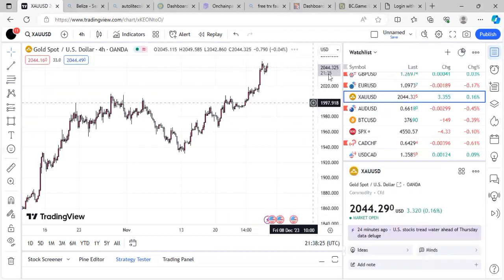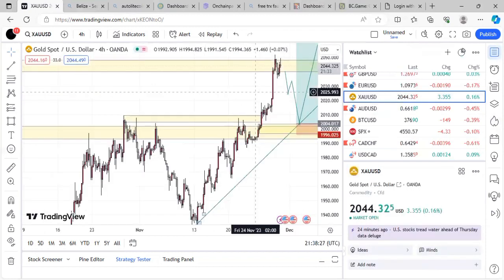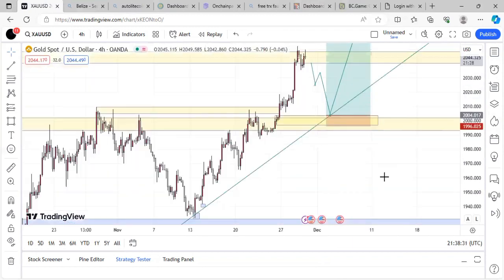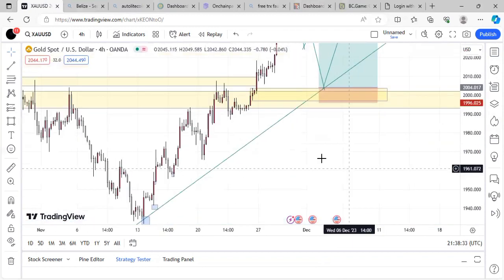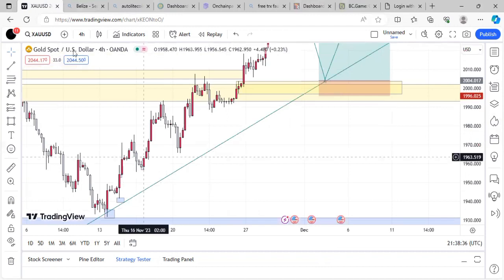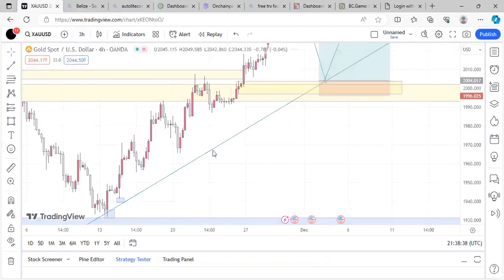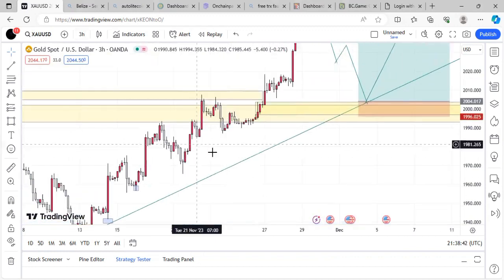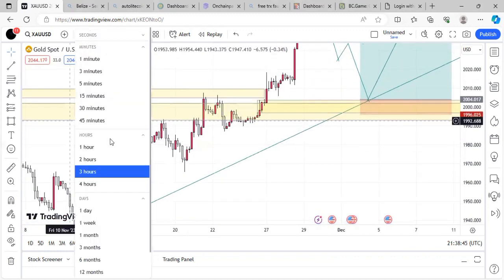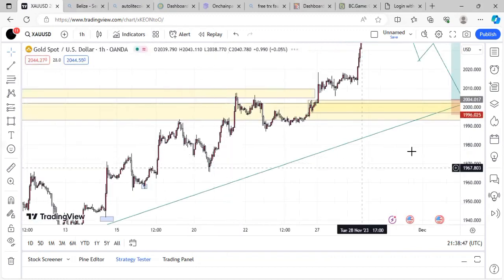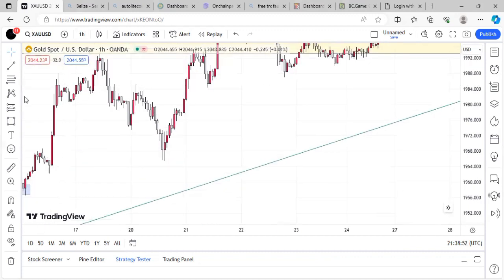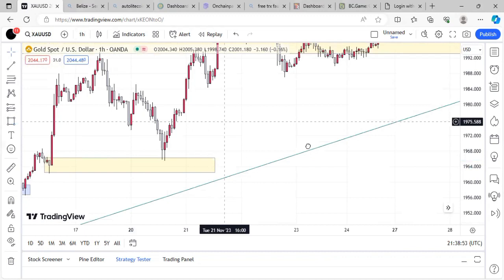we actually bought gold here. If you go to my Telegram group, you actually see that we made a call on gold here. So I think it's around this region. Yeah, it was around here. So this was my entry on gold. This was the zone I was looking out for.